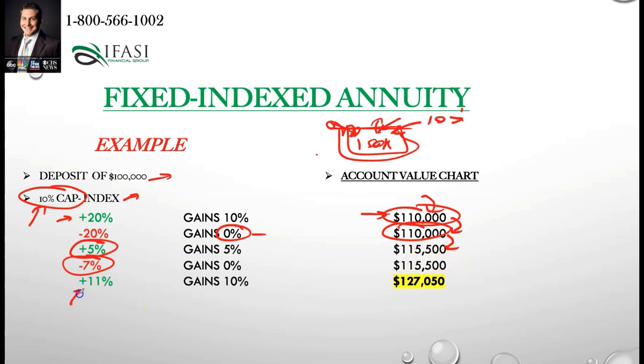The next year, it gains 11%. 11% is higher than the cap of 10, so you're going to get 10%. So in this example, let's say you were with a 5-year fixed index annuity versus the 5-year fixed annuity that was paying 3%. This 5-year fixed index annuity, even though there were some ebbs and flows going on, you never went down when the market was going down, and you were able to capture those gains when the market went up. So this account balance would be 127,050 as an example.